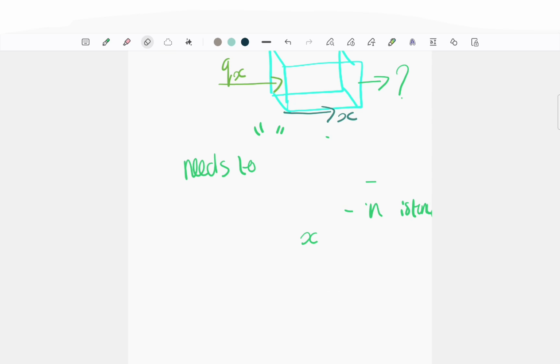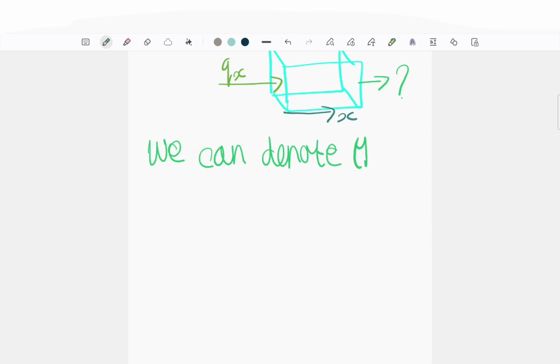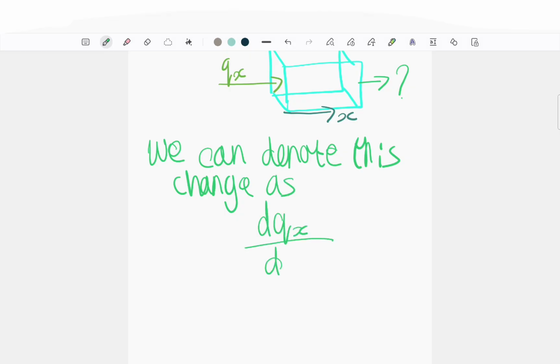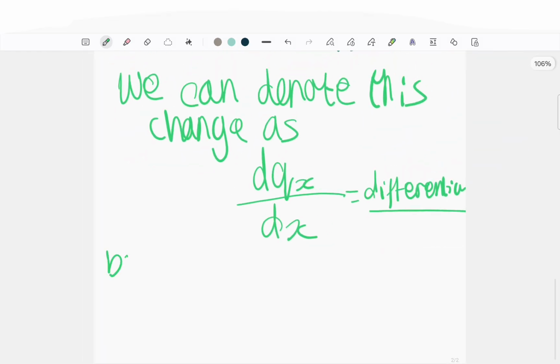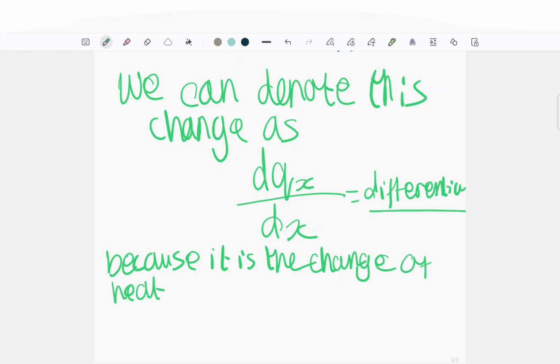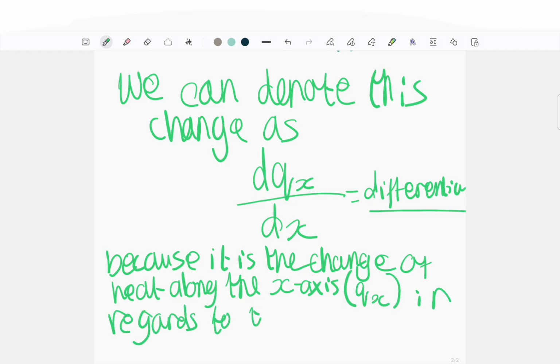So here's where we use differentiation to represent this change. We will do something like dy over dx, but here we replace the y with Qx, to represent this change that has occurred, because it occurs along the x-axis and our main focus is the change of heat flow, and Qx is the representation of the heat flow.